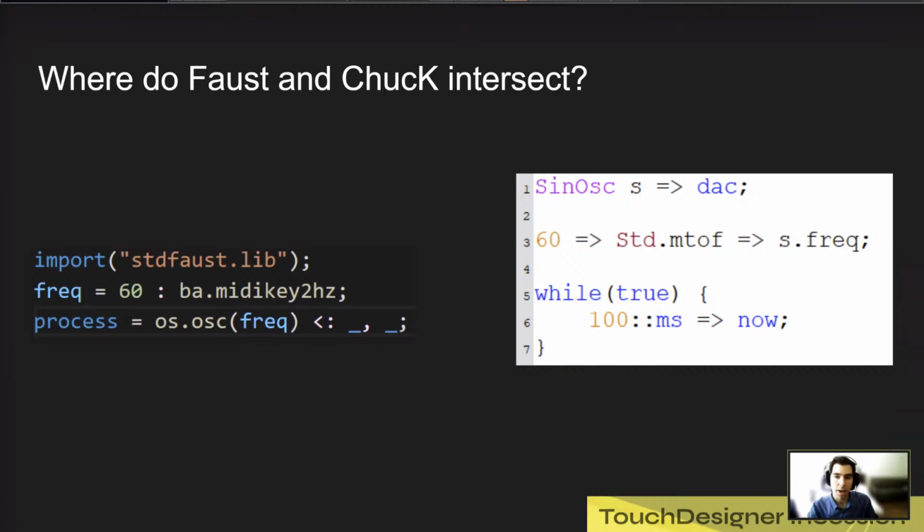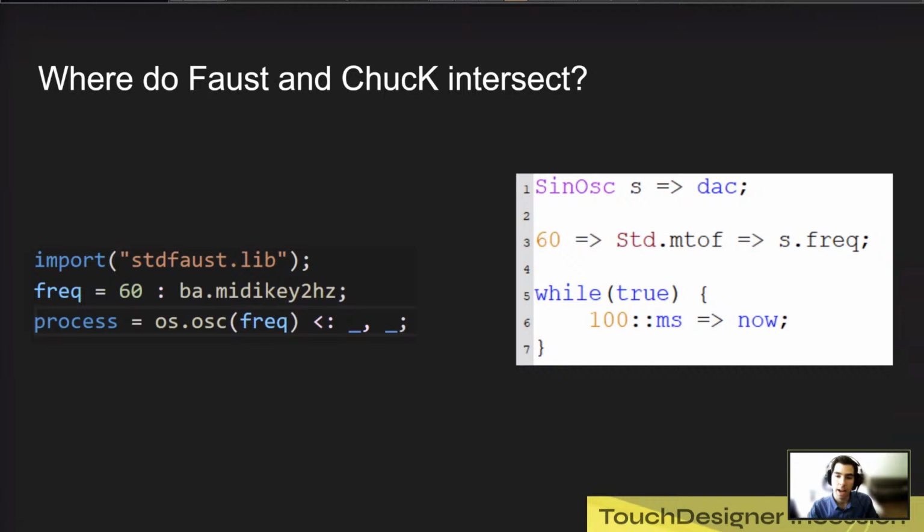Now on the right, we have Chuck, and notice that it is a strongly typed language, because you will define variables. You'll use keywords like float and int to define variable types. We define a sine oscillator named s, and that goes into the DAC, the digital to audio converter. The next line shows some similarity with Faust, where we take the number 60 and use the chuck operator, the equal sign and the greater than sign, and we chuck it into the standard library for MIDI to frequency. And then we chuck that again into the frequency parameter of the sine oscillator.